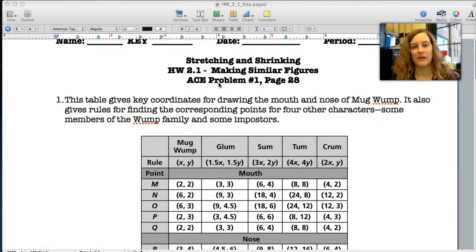In class, we've been talking about the mugwumps, how we have mugwump, and we want to make copies of mugwump by applying rules to the x and y. And we talked about what makes them similar and what makes them not similar. So this is just more practice about the mugwumps.